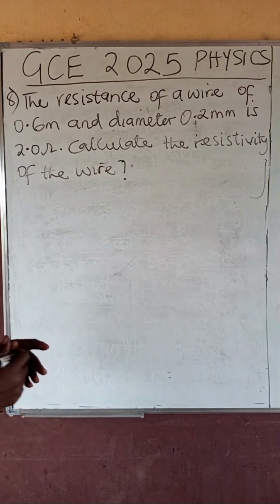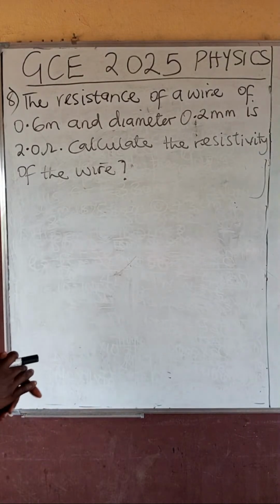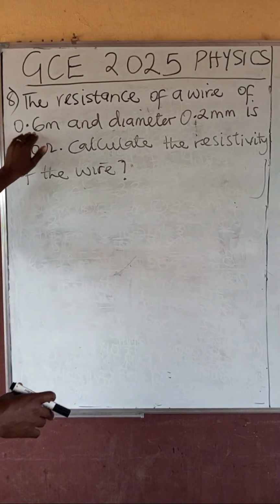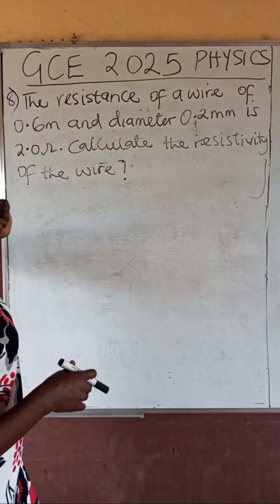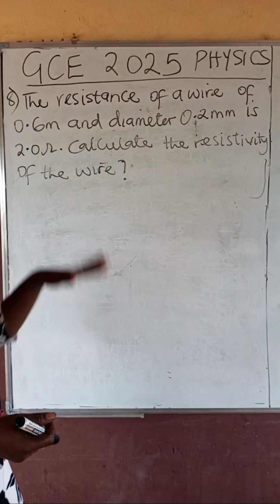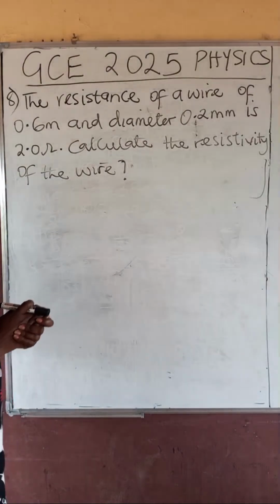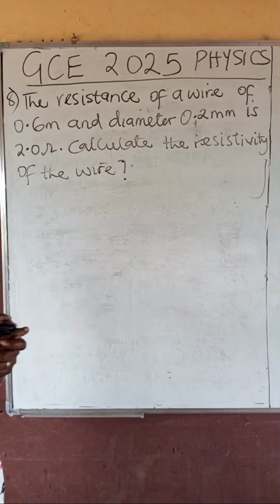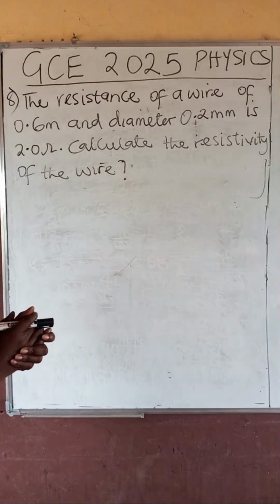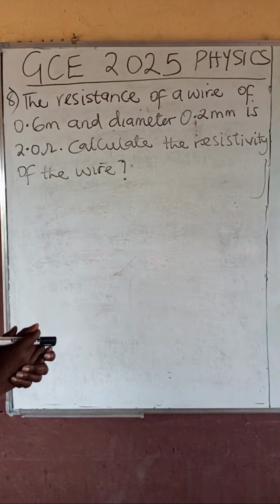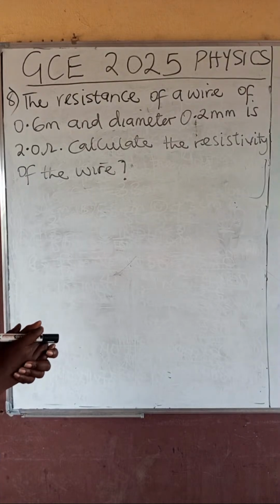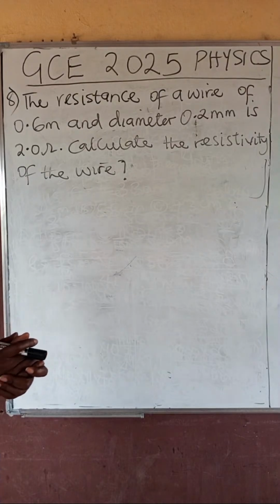All right, so let's look at this question. The resistance of a wire of 0.6 meters and diameter 0.2 millimeters is 2.0 ohms. Calculate the resistivity of the wire.